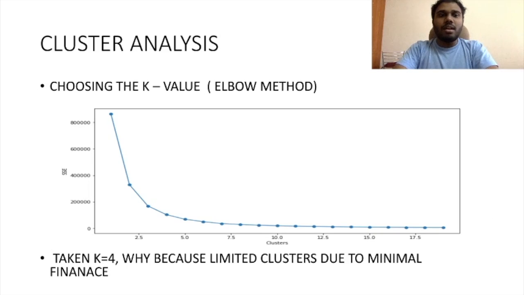Therefore, now moving on to my cluster analysis, I have chosen the K-means method for my cluster analysis and am using the elbow chart to determine the K value. I have chosen my value as 4 because from this elbow chart you can see that if I choose my value between 3 and 4, I can create clusters which will cost me very minimum finance. While if I choose more clusters, it will cost me more finance, and it is not what I intend to do with my idea. Therefore, I have chosen the value as 4.